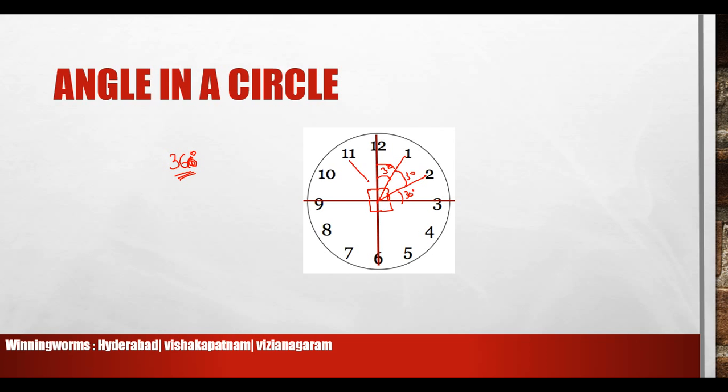If we want to find the angle from 11 to 12, it is 30. If we want to find the angle between 8 and 9, it is 30. If you want to find the angle between 7 and 9, 30 and 30 will become 60. If you want to find the angle between 6 and 9, the angle will be 30, 30, 30, which is 90.